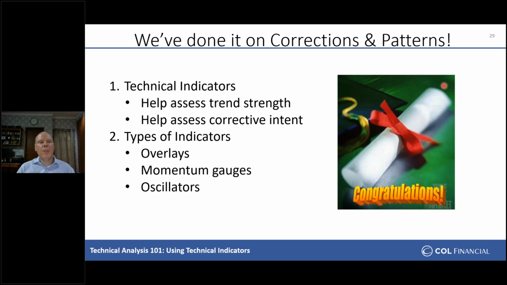Okay, so let's sum up what we talked about. We said technical indicators will help assess trend strengths, and we said that if we see cracks in these indicators, it can also alert us of potential corrective elements and how far down this correction should be. We studied three types of indicators. We looked at overlays such as your Bollinger Band and your moving averages. We looked at momentum gauges, just like your MACD and your stochastics and your DMI. And we studied an oscillator, which is like your RSI and also your stochastics indicator.